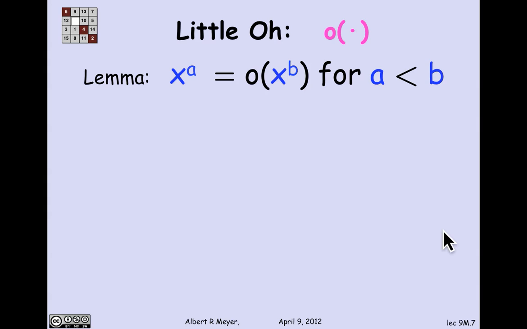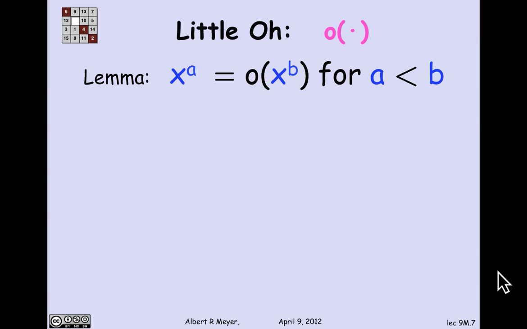Okay, let's collect a couple more basic facts about little o and big O that we're going to need. Namely, that if a is less than b, and they can be negative numbers, I don't care, but real numbers, if a is less than b, then x to the a is little o of x to the b.